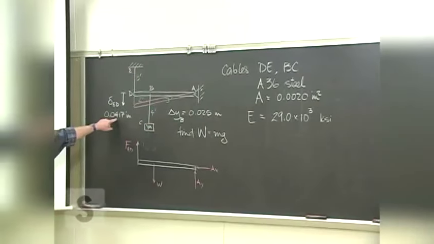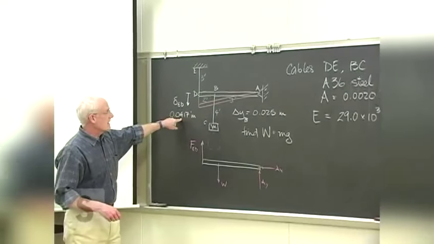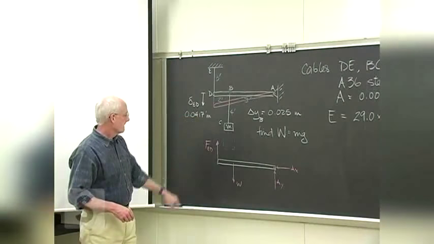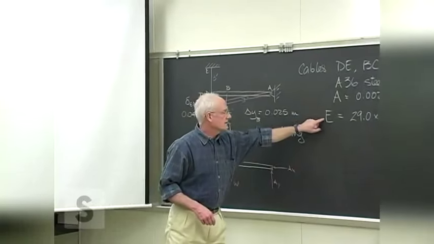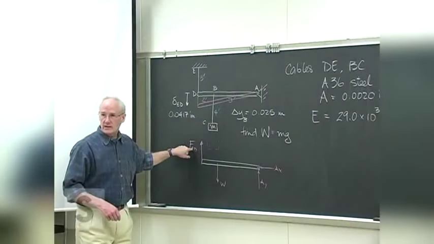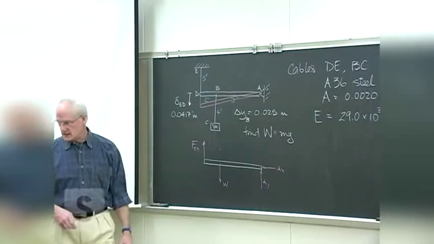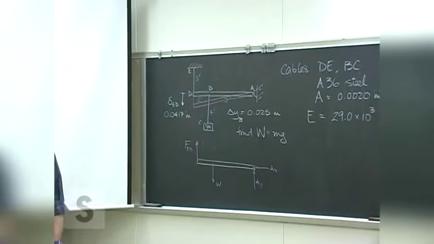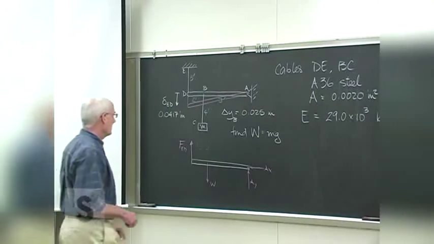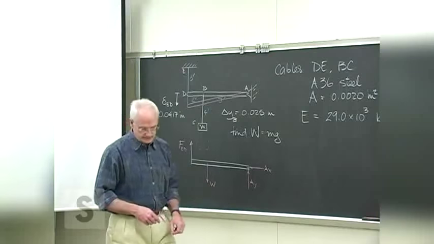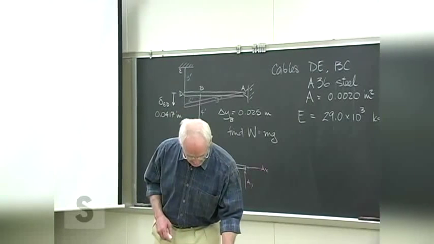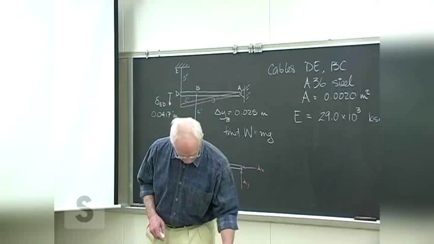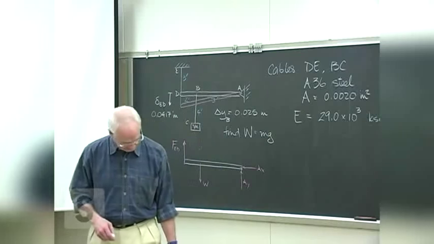Once you've got that, then you can get the strain. Once you've got the strain with the modulus of elasticity, you can then find the load in that piece. And once you find that, you can then determine what W is, based on just a simple proportion through the moments.